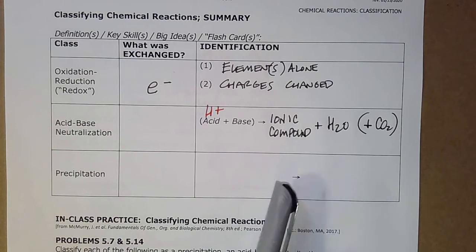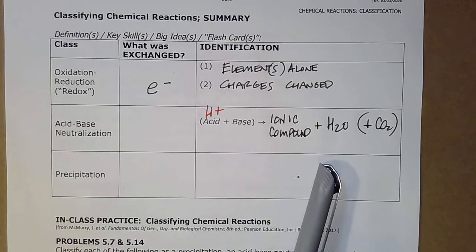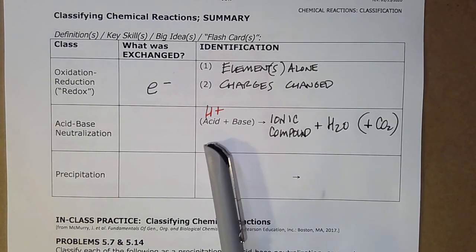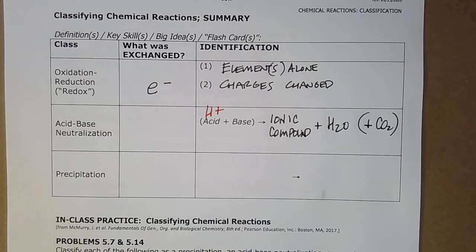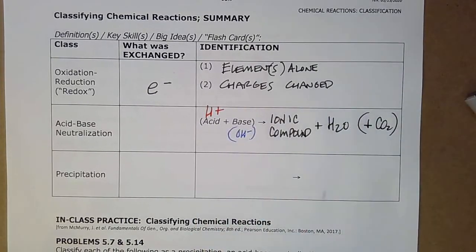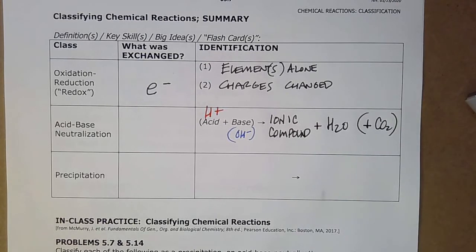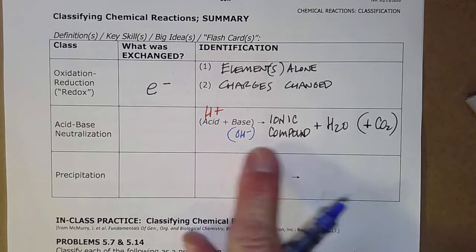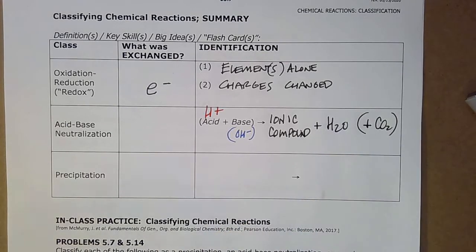So I look for an ionic compound, water, and CO2. I look over here for a hint for an acid. I might look for something like OH minus is a base that we've seen. And I really need to have all of those things, except of course the CO2, which may or may not happen. But I need to have all of those things: an acid, a base, ionic compound, and water for it to be an acid-base neutralization reaction.